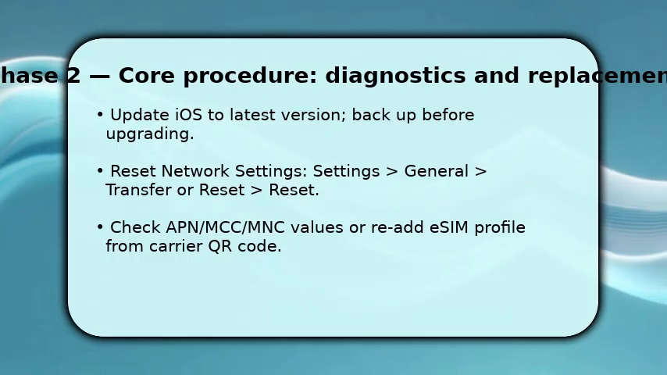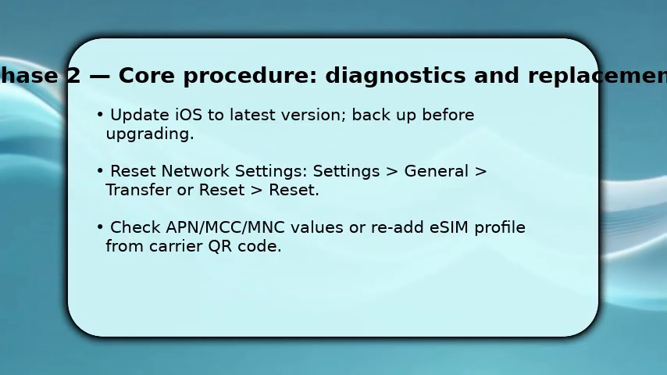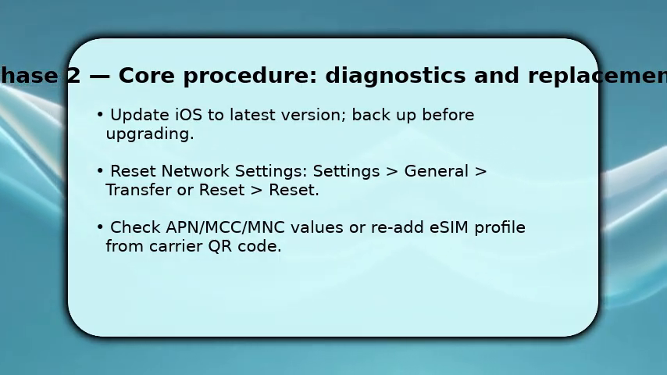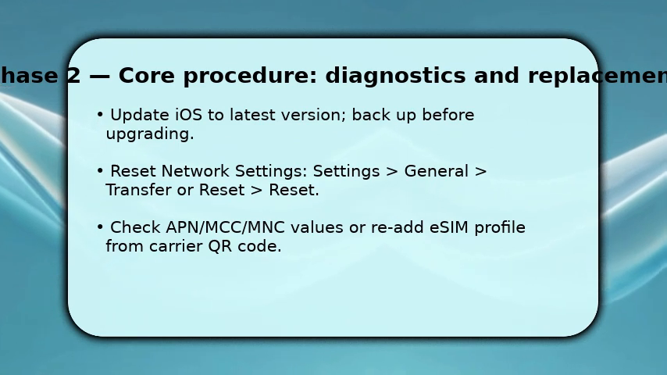After the reset, manually verify APN, MCC, and MNC values from your carrier, or re-add the eSIM using the carrier QR code. These steps correct mismatched provisioning and get data flowing again.